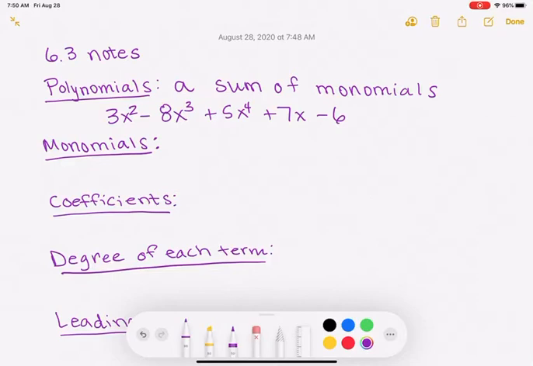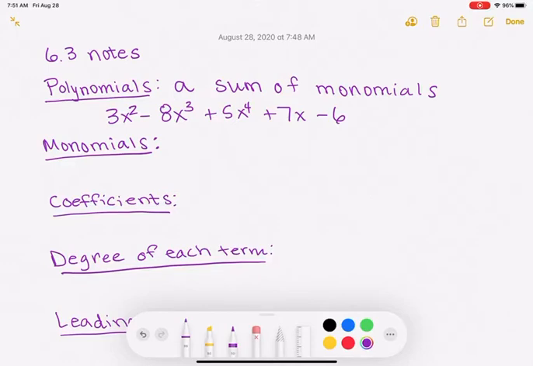This is section 6.3, where we will be working on adding and subtracting polynomials. First, we're going to start with some vocab. Polynomials, just in general, are a sum of monomials, which is kind of silly that they put that in the description because you don't even know what a monomial is yet.